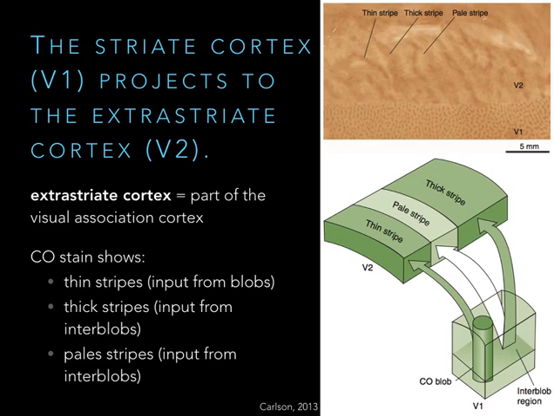All right, same image as before, but now if we look in V2, you'll see that there are some thin stripes that are cytochrome oxidase positive, there are some thick stripes that are cytochrome oxidase positive, and then there are pale stripes that stain very dimly for cytochrome oxidase. It looks like there's some divergence here, where the interblob is splitting its signal, and it kind of is, but there's actually a lot of convergence in V2.